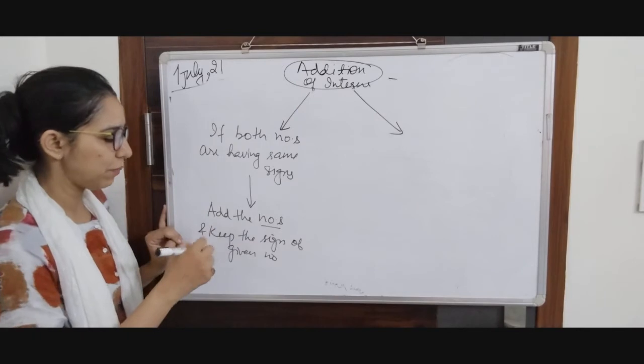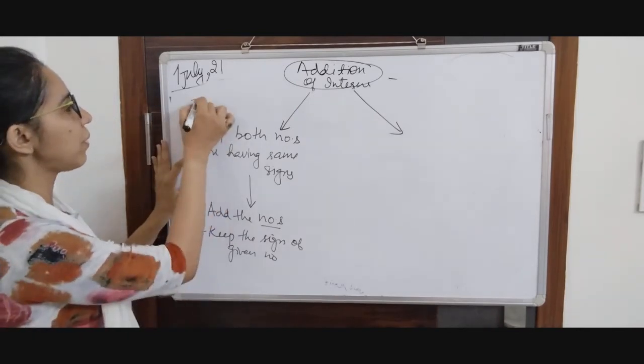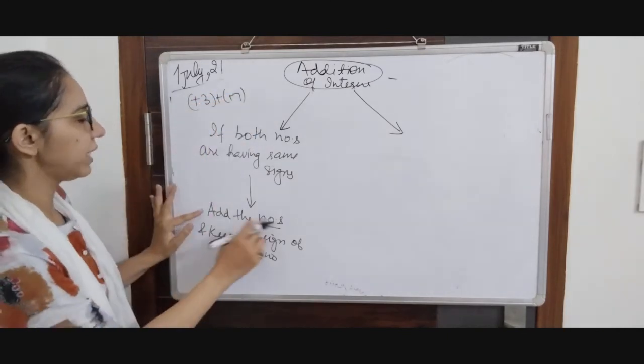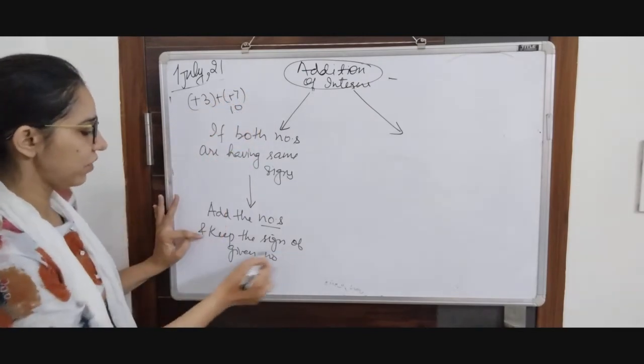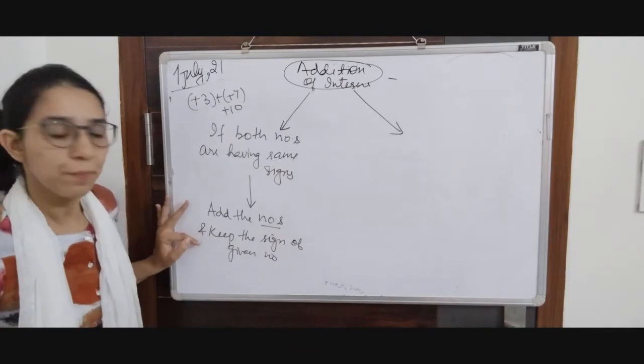Add the numbers and keep the sign of given numbers. So if both numbers are positive, plus 3 and plus 7, what do I have to do? Add the numbers. 7 plus 3 is going to be 10, and keep the sign of the given numbers. The sign of the given numbers is plus, so it is going to be plus 10.